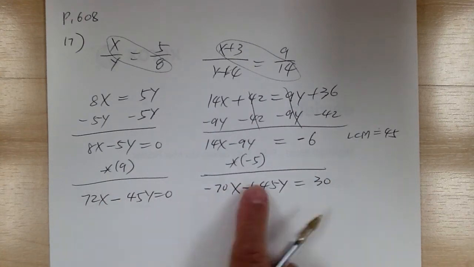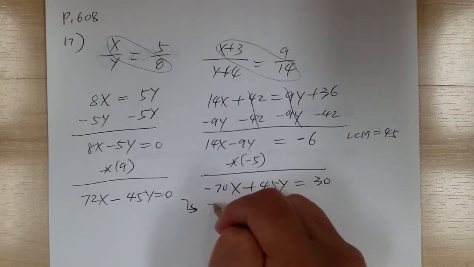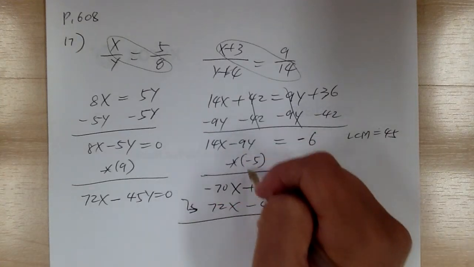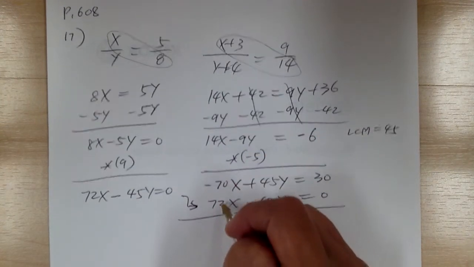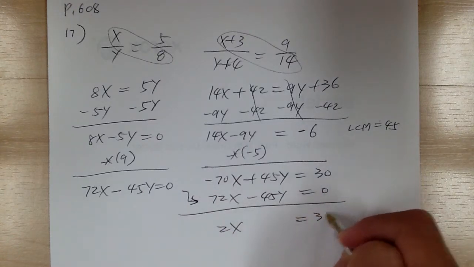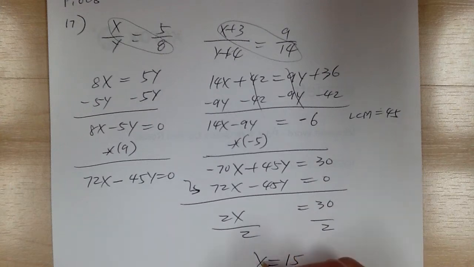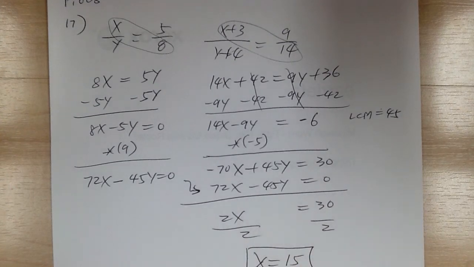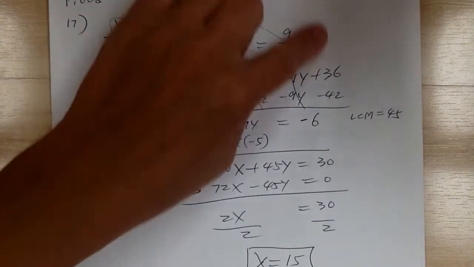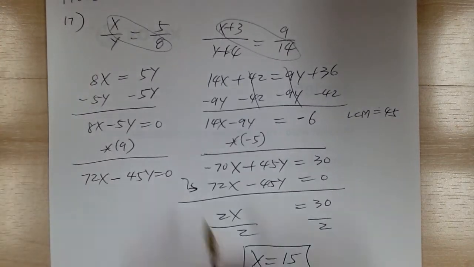So it doesn't matter which one you put underneath, so let's put this under here. So I get 72x minus 45y equal to 0. When I add, this cancels out. So again, opposite sign, you have to subtract the number. So divide by 2, so x equal to 15. Okay, now once you find x equal to 15, you can go to any one of the equations to solve for y.